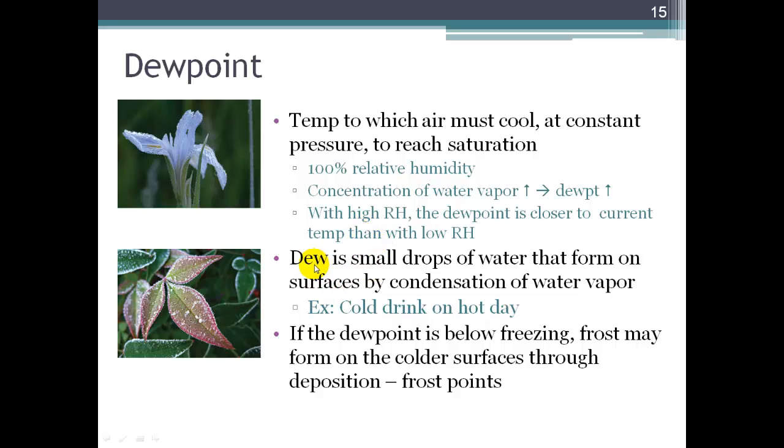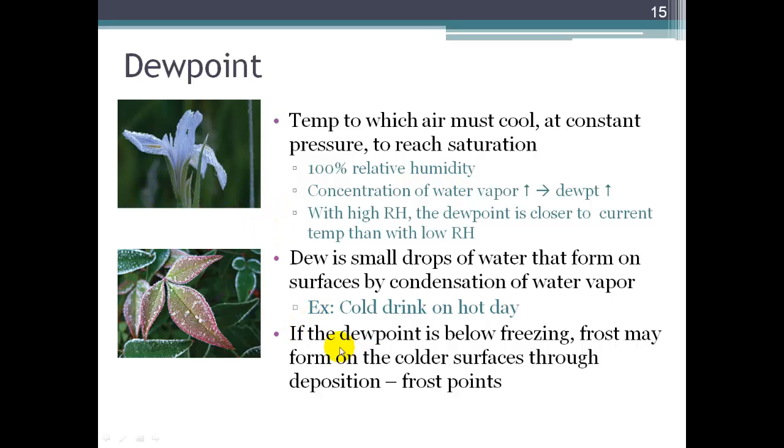So dew is just small drops of water that form on surfaces, and any surface will serve as a surface that water can condense onto. In the mornings, in moist environments especially, and sometimes here in Arizona, if the temperature has dropped at night to the dew point temperature, then we have dew that forms on the grasses and the different vegetation, as well as our cars and other surfaces.